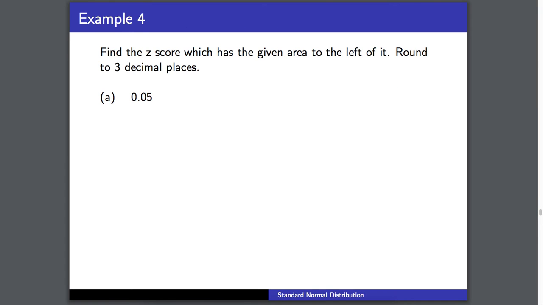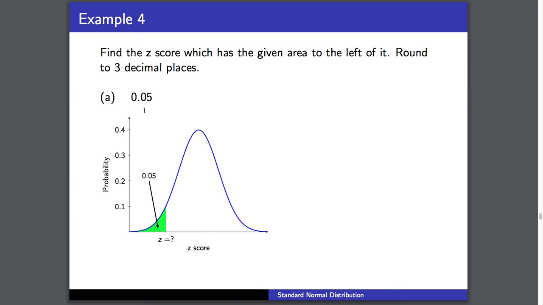So example 4, we're going to find the z-score which has the given area to the left of it, rounding to 3 decimal places for the z-score. We want to find the z-score that has an area of 0.05 to the left of it. So it'll look like this. We're just going backwards from what we did in the first video. If it has an area of 0.05, that means it's in the 5th percentile, so 5% of all the other z-scores are going to be less than the one that we're trying to find.